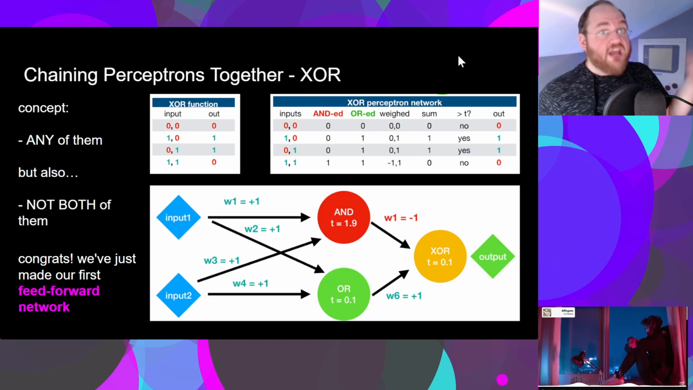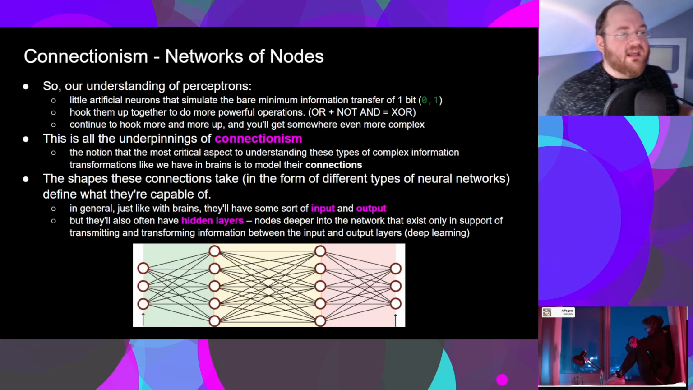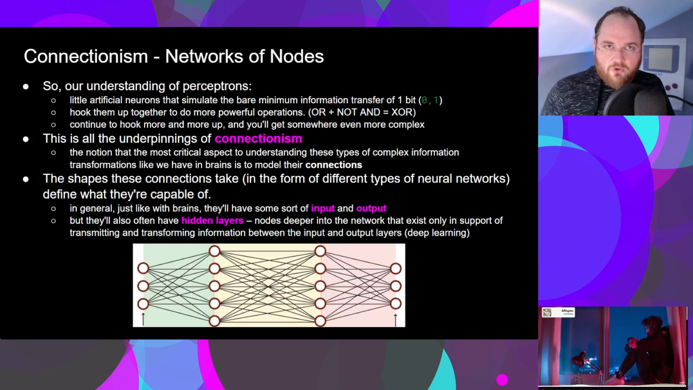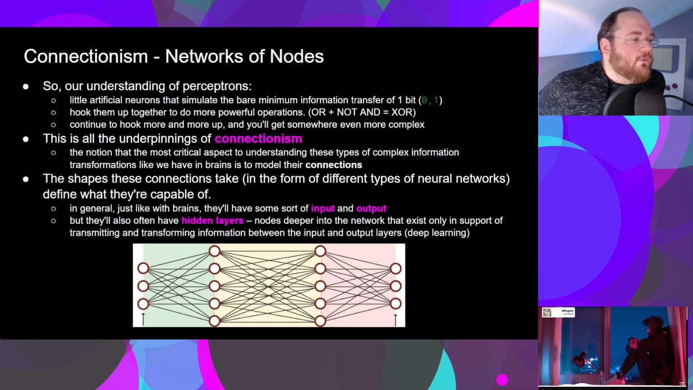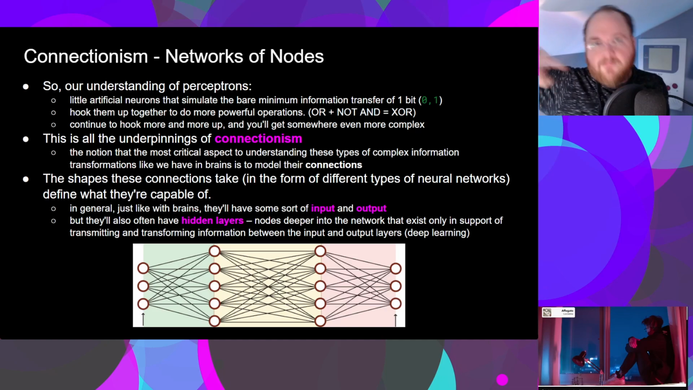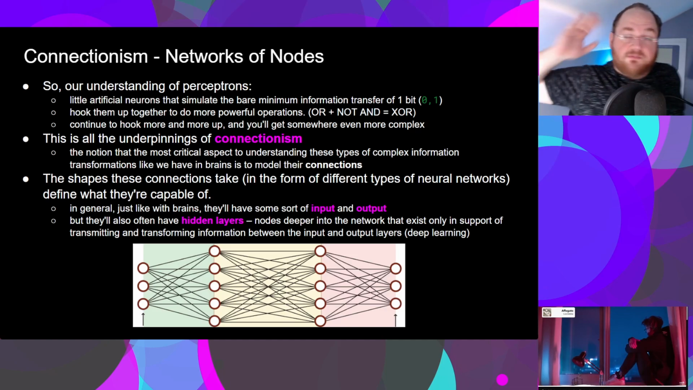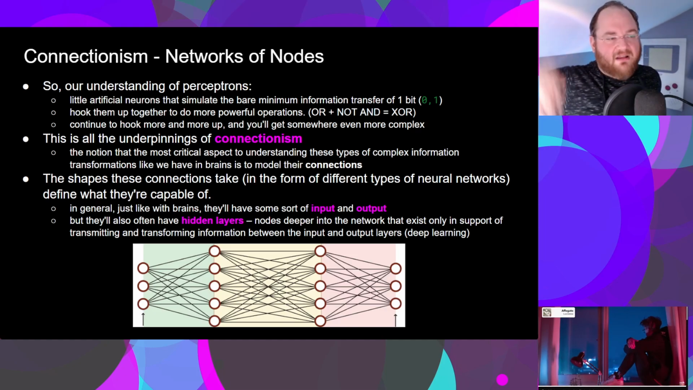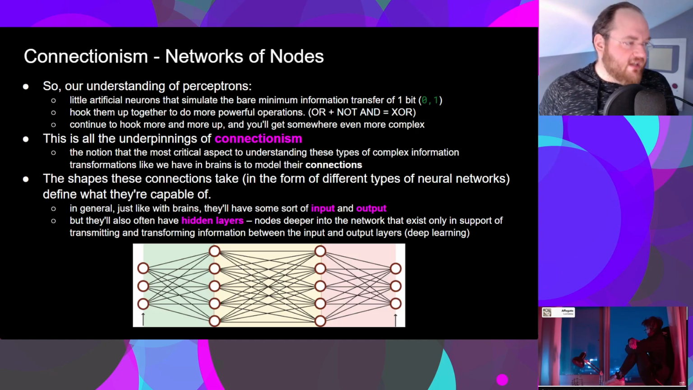It can continue to scale. And that's where we get into the concept of connectionism as networks of nodes working together to compute and do things. So perceptrons are little artificial neurons that simulate the bare minimum, right? 1-bit processing. You can hook them up together, so you can say OR and NOT, or OR plus NOT AND is XOR, sort of, is what we just illustrated. Not in a very mathy way. And then you can just continue to do that.